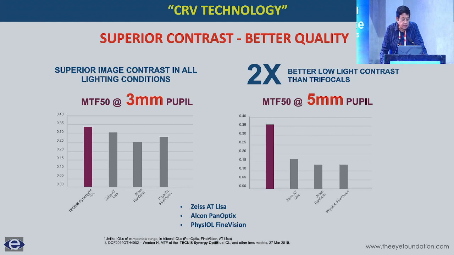contrast is concerned. And as you can see over here, the MTF values at 3 millimeter pupil for all the normally used lenses, whether it's a synergy or the trifocal lenses, are almost similar. The synergy scores a little better. When it comes to mesopic condition, when the pupil dilates to 5 millimeters, as you can see, the MTF is almost twice as good as what you find with the commonly used trifocals. There are reasons for that, and I'll shortly allude to it.